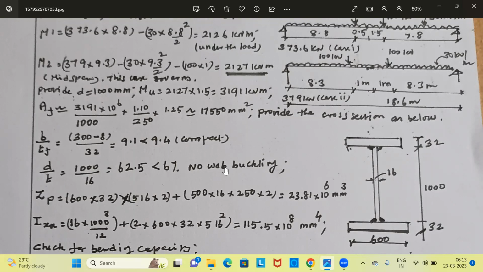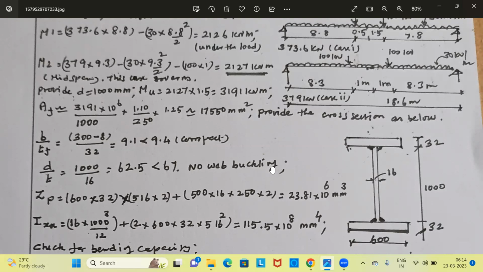D by T ratio is 62.5. In fact, the web is plastic, but the section classification is immaterial. If the flange is compact and the web is plastic, then the section is called a compact section. The lesser of the two we have to take. Anyhow, that is immaterial. What is significant is there is no web buckling, as the D by T ratio is less than 67. There is no flange buckling because the ratio is less than 9.4.